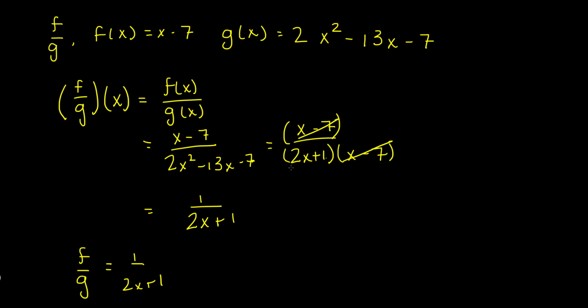So I'm going to look at this step before we crossed anything out, and I'm going to set each of those factors equal to 0. So my domain here is x cannot equal 7, nor can x equal negative 1/2, because if x equals those values, we get a denominator of 0, and with a denominator of 0, we get an undefined expression. So our domain here is all numbers except for x equals 7 and negative 1/2.